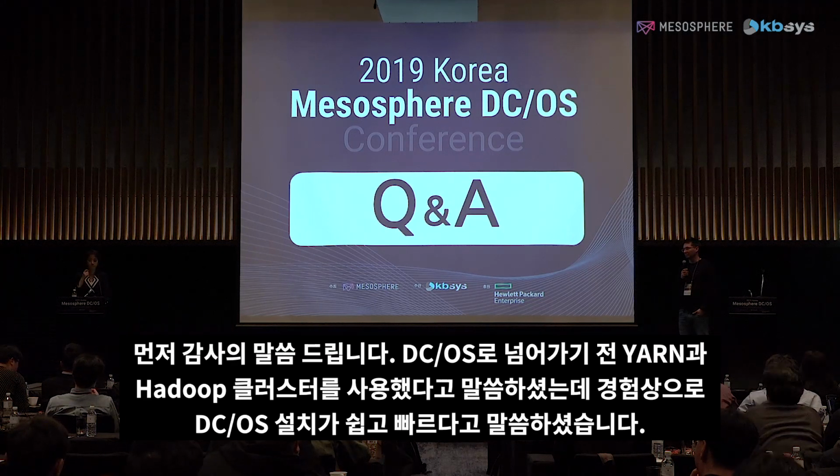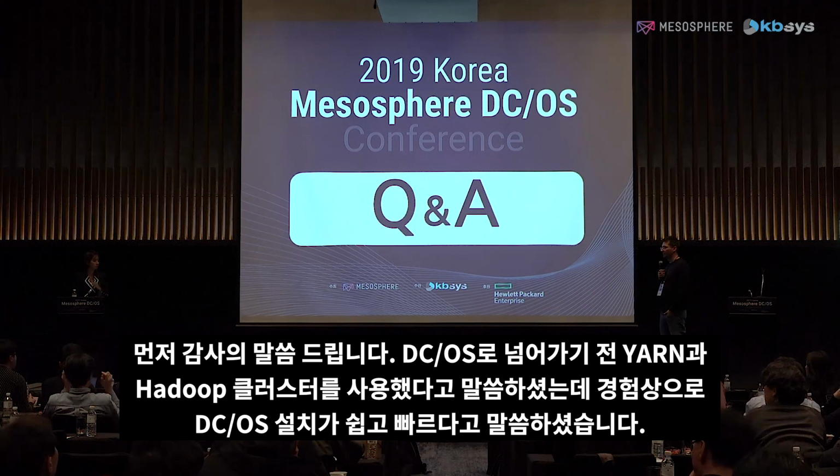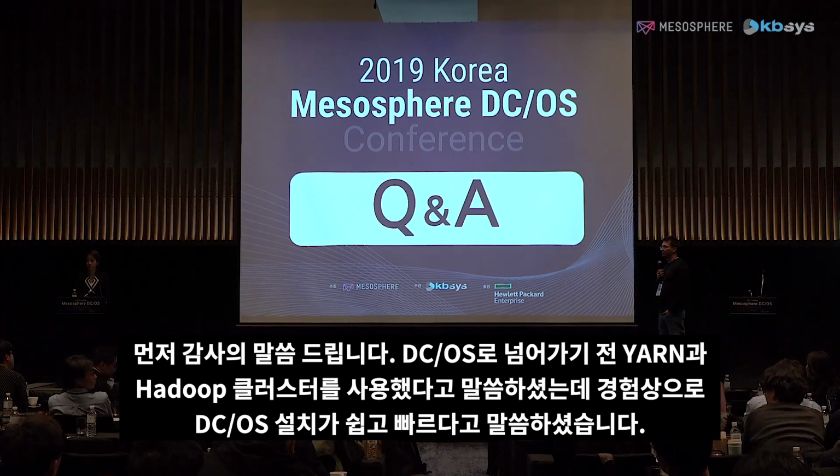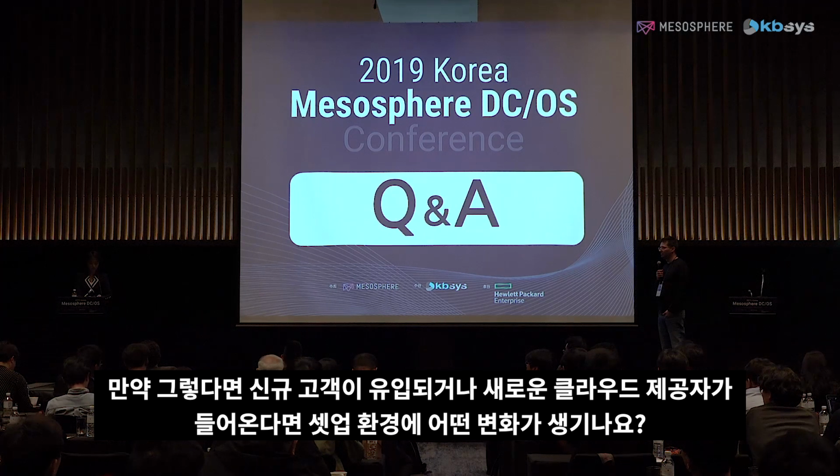So first of all, thanks, Marc, for being on stage. You mentioned you had a Hadoop cluster before you jumped into DC/OS. What I have seen is that your experience was that setting up the DC/OS cluster from scratch was very easy and quick. I saw within 30 minutes you can get DC/OS up and running. So in case a new customer is coming or a new cloud provider is coming, what does it mean in terms of setup?